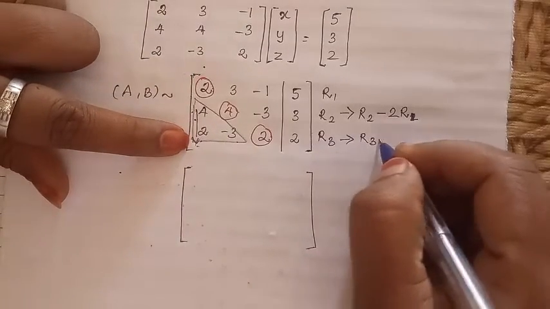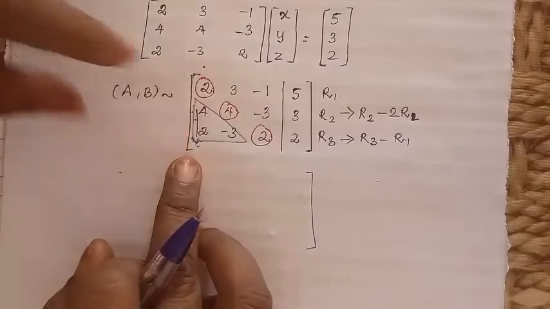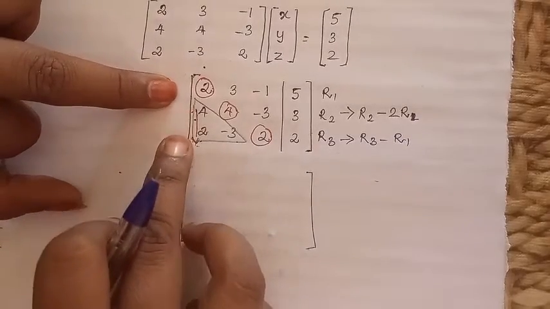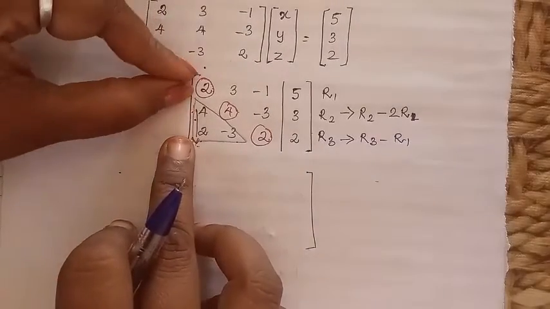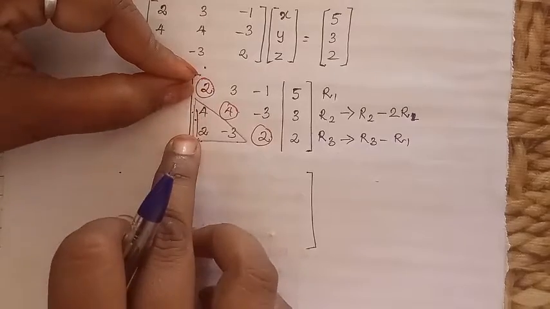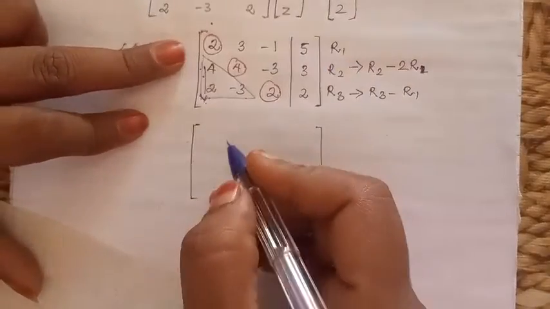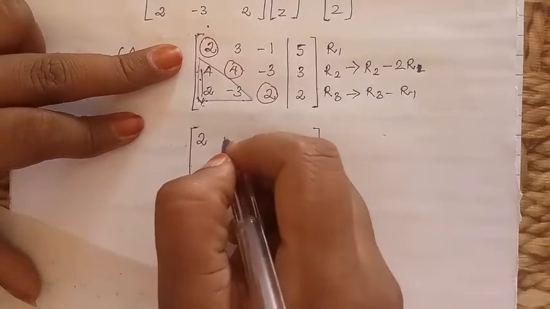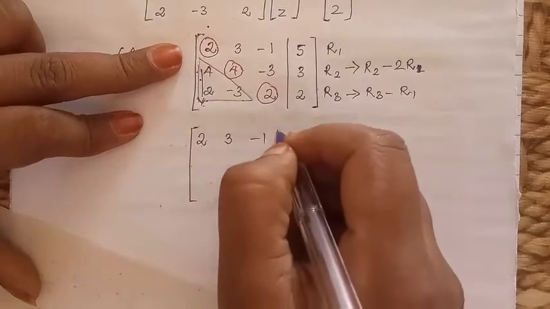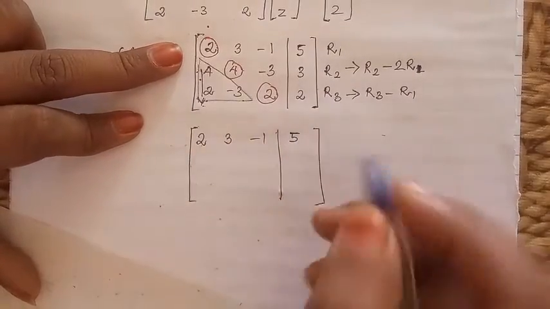It is row 3 minus row 1. So always, while making the element below the diagonal 0, fix this R1 and, based on that, reduce the remaining rows. So there is no change in row 1. I am writing row 1 as it is: 2, 3, minus 1 and then 5.